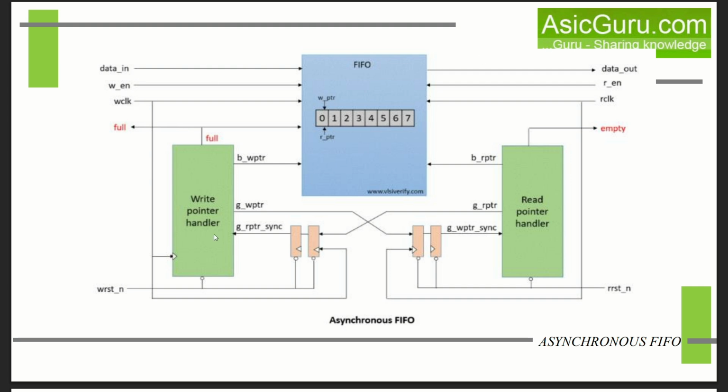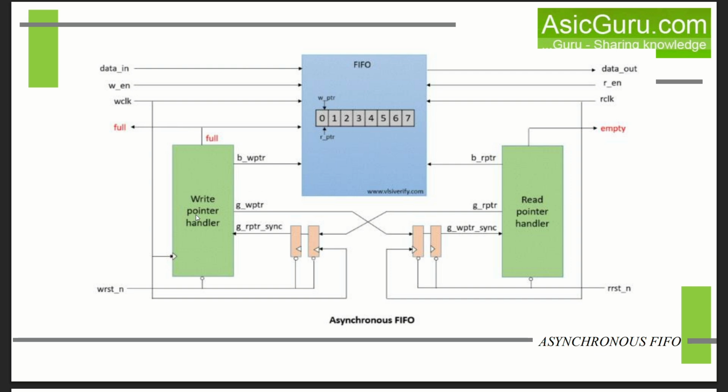We have two pointer handlers, the write pointer handler and the read pointer handler. The write pointer handler will generate two pointers, the binary write pointer and the gray write pointer. The read pointer handler will generate two pointers, the binary read pointer and the gray read pointer. Now, the gray write pointer is passed through two flip-flop synchronizers to the read pointer handler.